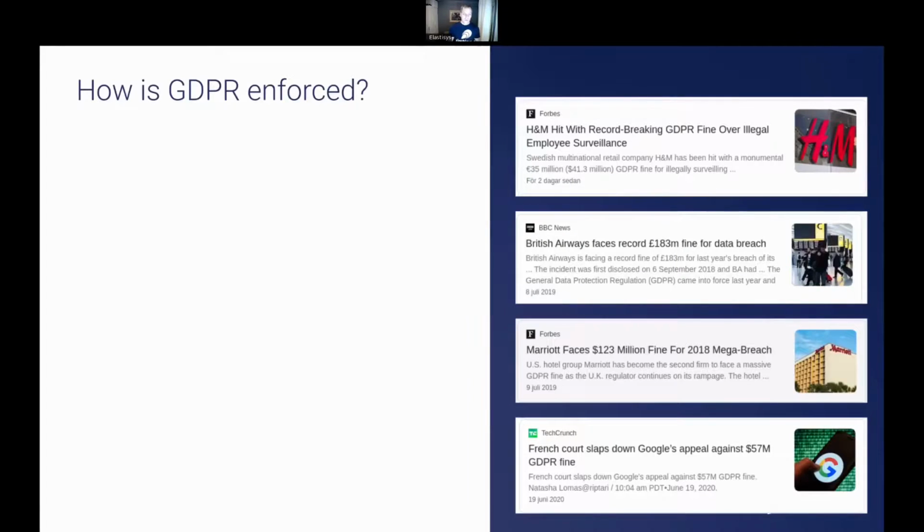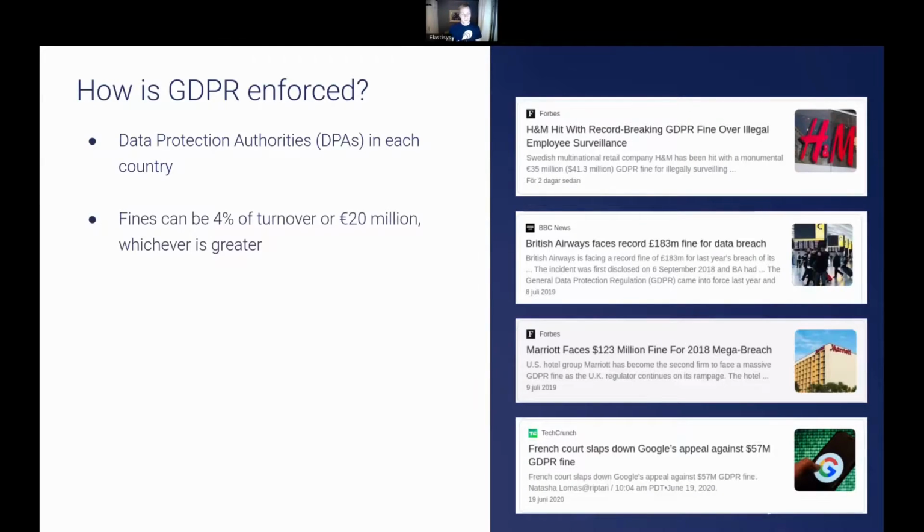How is this enforced then? How can people make you live up to GDPR? There are something called data protection authorities, or DPAs, in each country that follows GDPR or similar rules. These guys and girls are responsible for keeping track and fining companies that don't follow GDPR. And the fines can be either 4% of the turnover or the euro turnover for a company, or 20 million euros, whichever is greater.